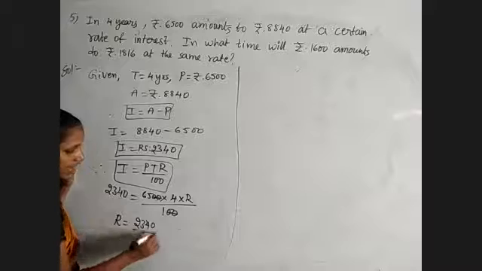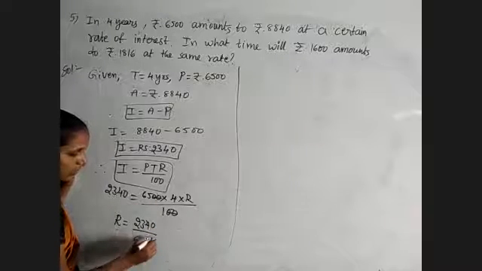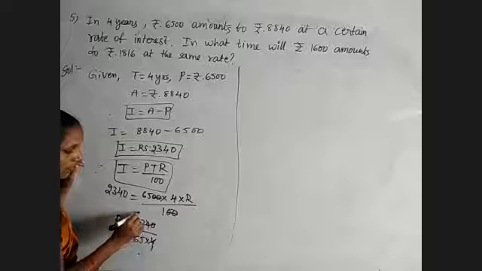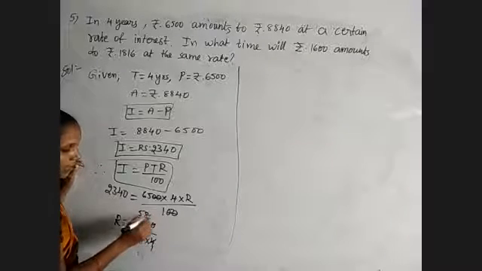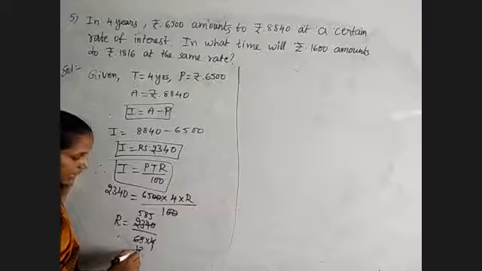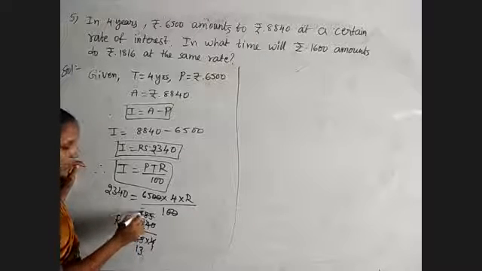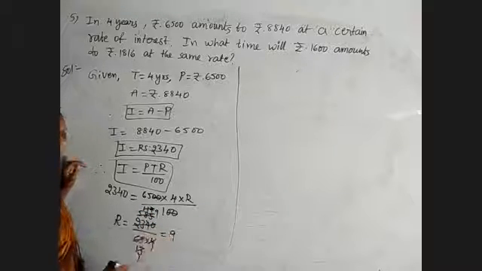2,340 divided by these two values, that is 65 into 4. So 4 ones are 4, 4 fives are 20, 34 is there, 4 eights are 32, 20, 4 fives are 20. 5 thirteens are 65. 13 ones are 13, 13 nines are 117, which means R value equal to 9% per annum.